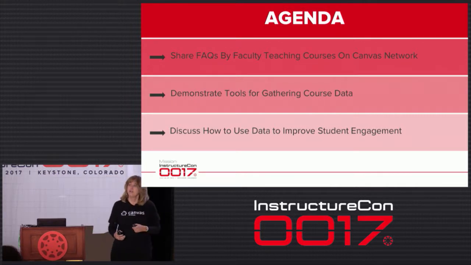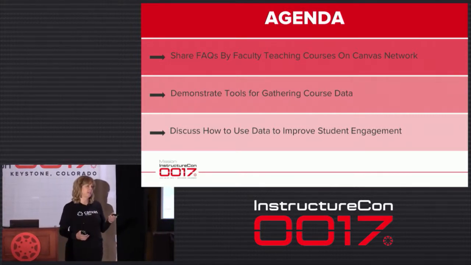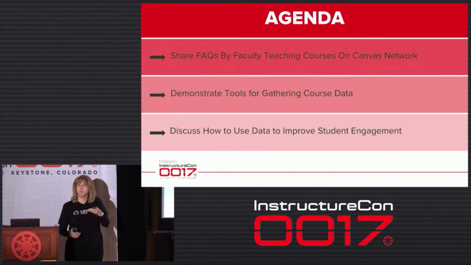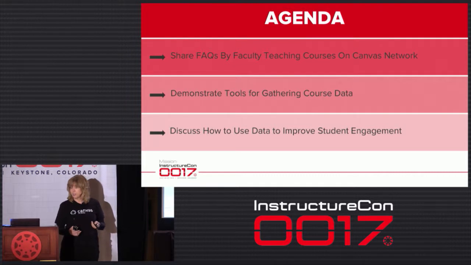So the overall theme of this presentation has to do with what you can do with Canvas data to take a look at your MOOC, your course design, and make changes to have more student engagement, a more robust course design. So we're going to start with some basic questions that faculty will ask about MOOCs and what they should do with their course. And then we're going to go into looking at some tools that are available for you to gather data about your course. And then we're going to discuss how you can use that data to inform your course design to get more student engagement.